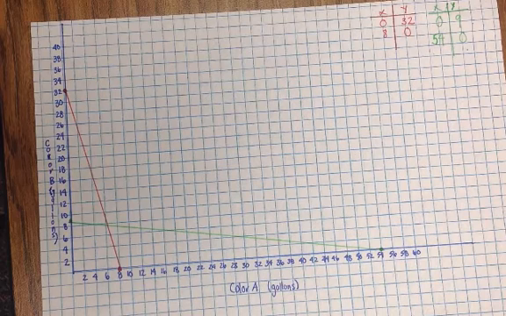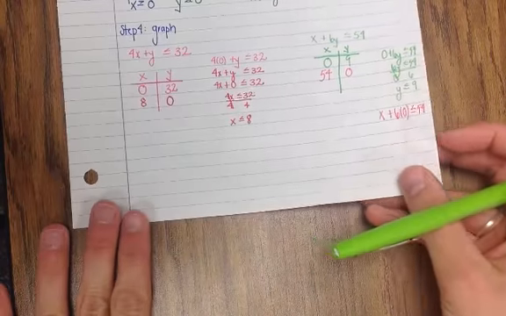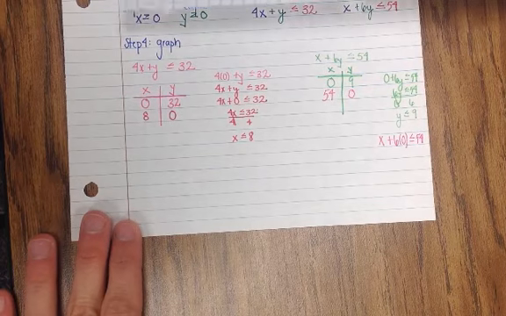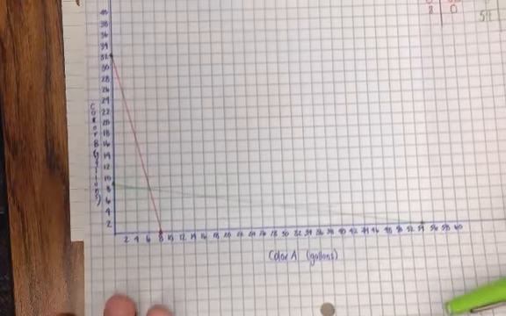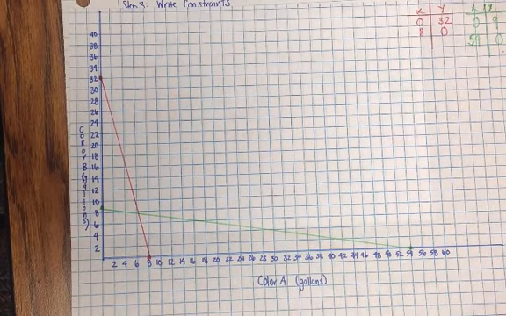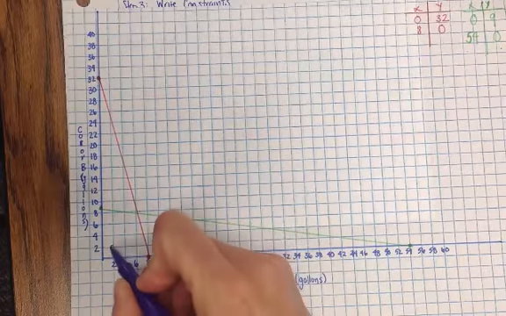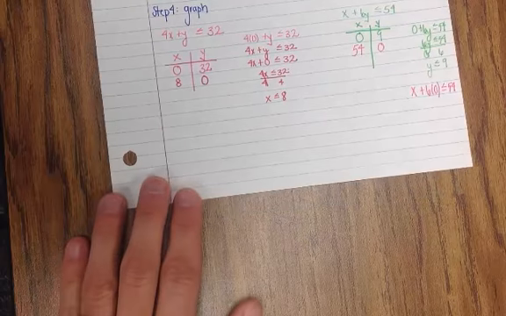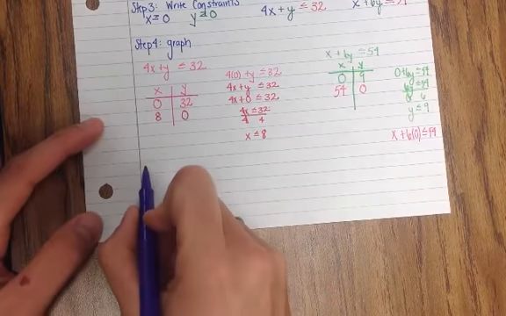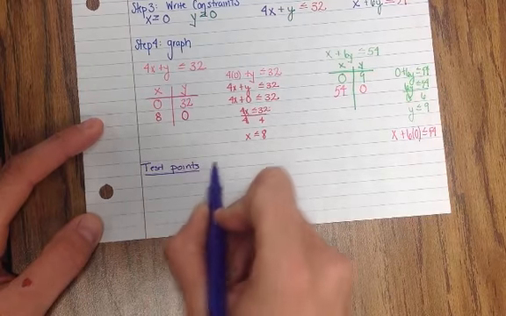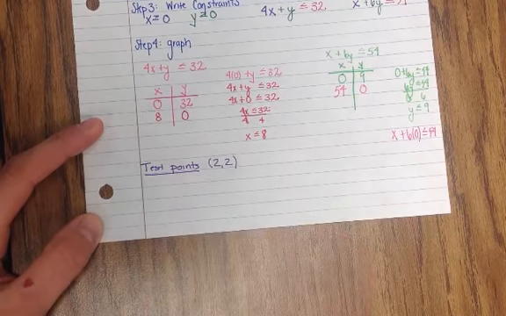So I'm going to come back to my tables, and I'm going to start picking a test point. So based upon my graph, I'm going to bring the graph back in, I need to select a point that is not on any of my lines. So I'm going to select the point 2, 2. That's what I'm going to be testing into my functions. So below here, I'm going to put my test points. And I'm testing 2, 2.